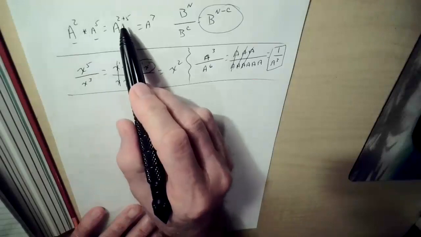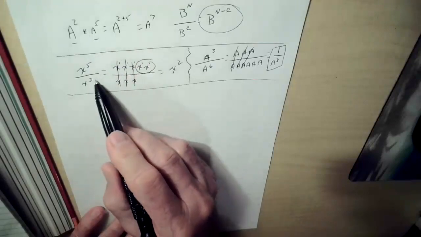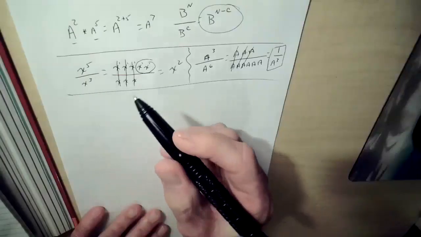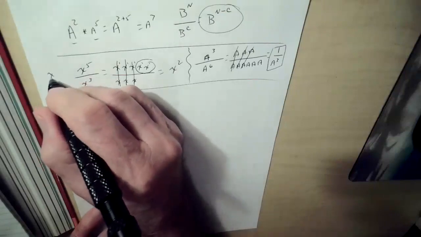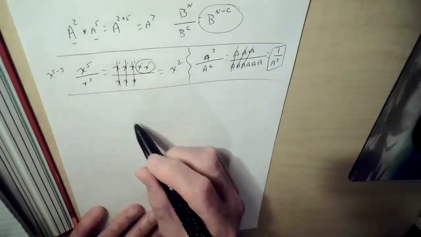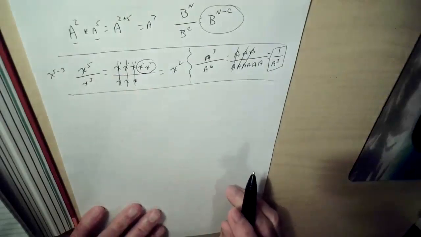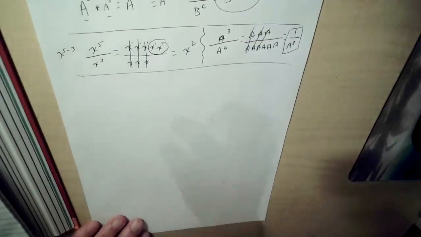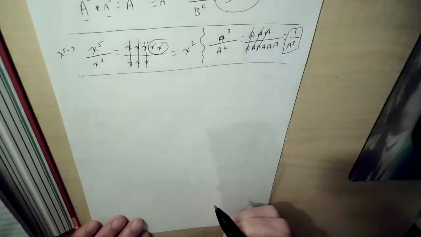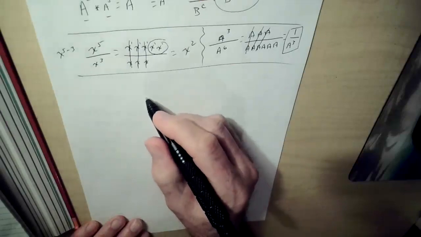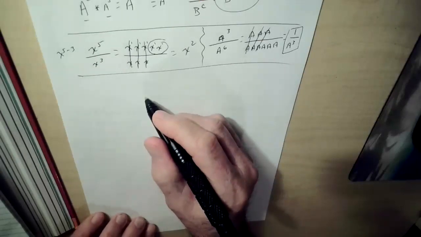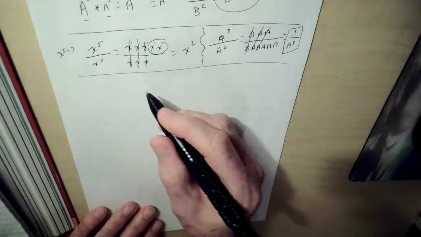But remember, our formula says subtract the exponents when you're dividing. When you multiply, you add the exponents. When you divide, you subtract. This is actually x to the 5 minus 3, which is x squared.